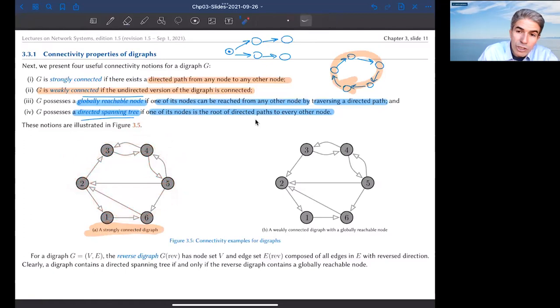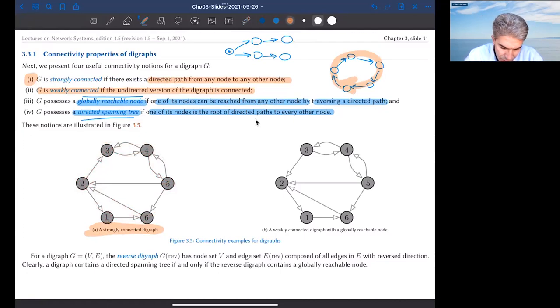Clearly, if it's strongly connected and I remove the direction of the edges, then a strongly connected digraph is also weakly connected. And each node of a strongly connected digraph is globally reachable. And each node is the source or the root of a directed path that goes to every other node. So what I've just described to you is actually a little theorem, essentially. I just described the fact that property one is the strongest, and it implies properties 2, 3, and 4. All right, perfect.